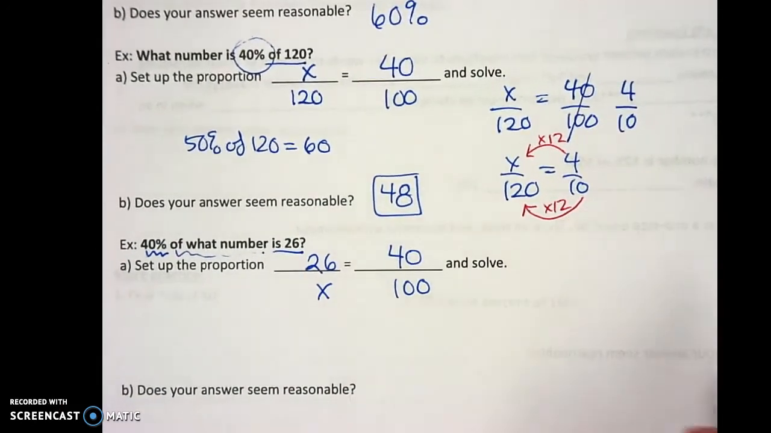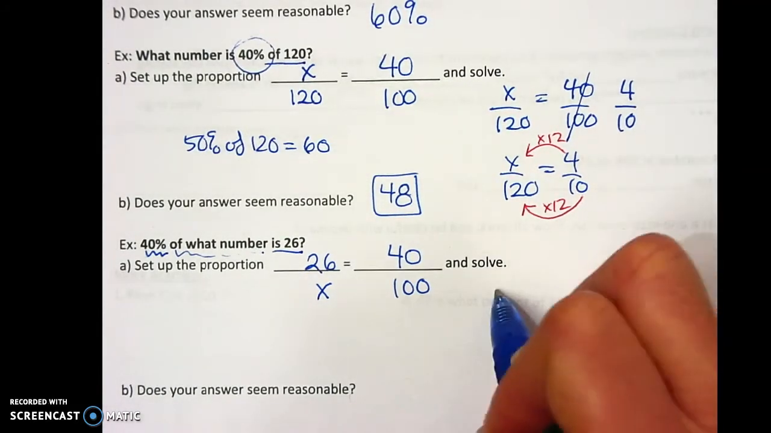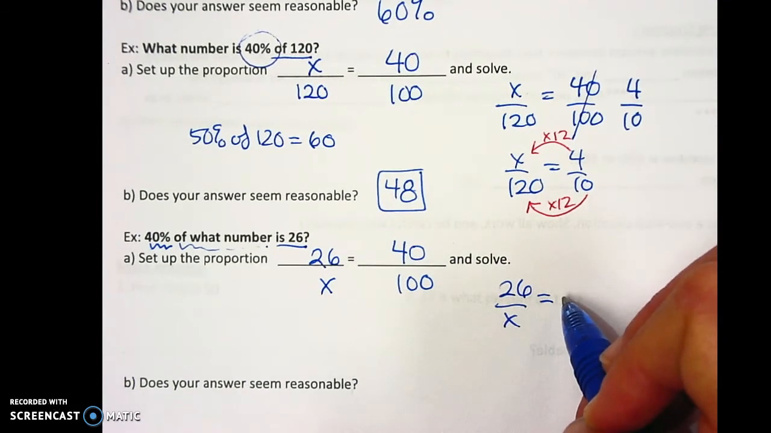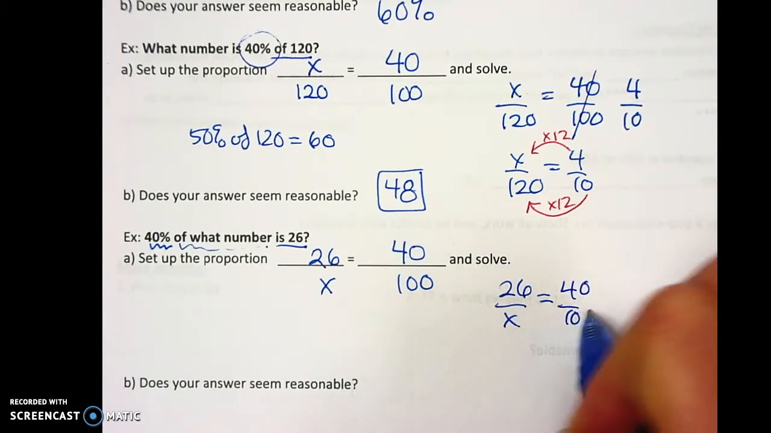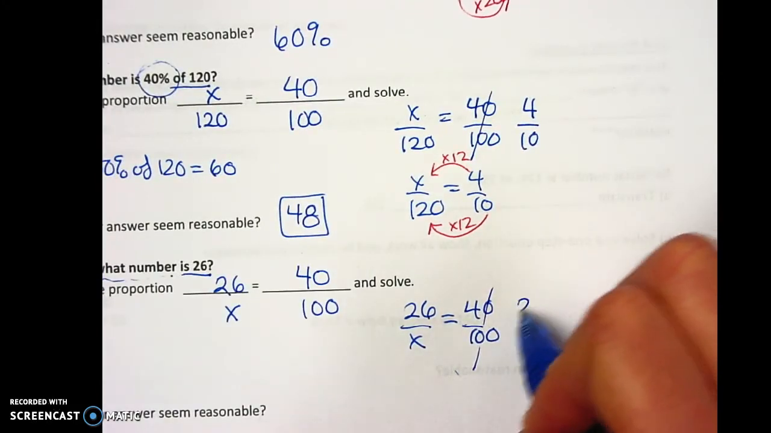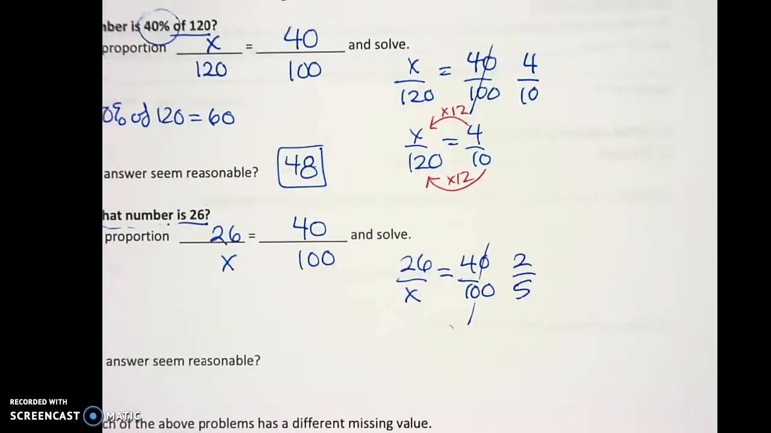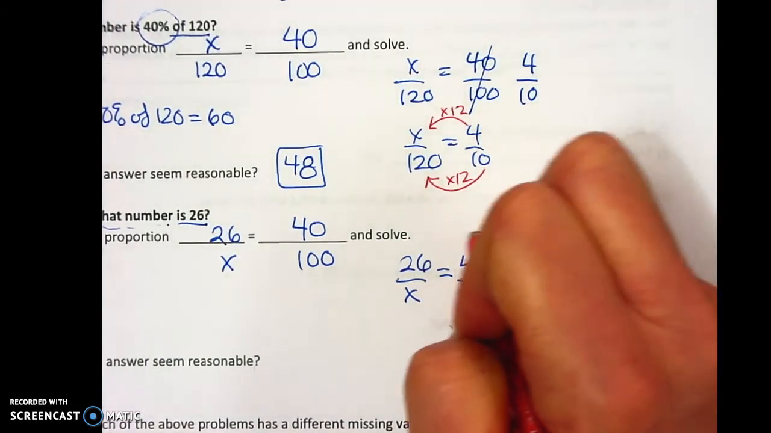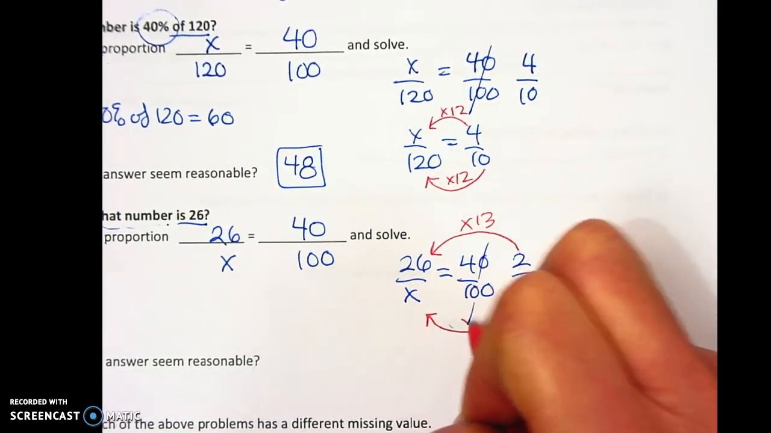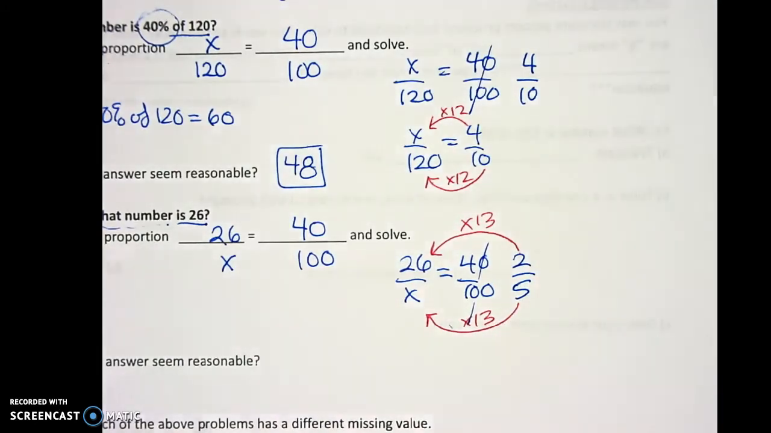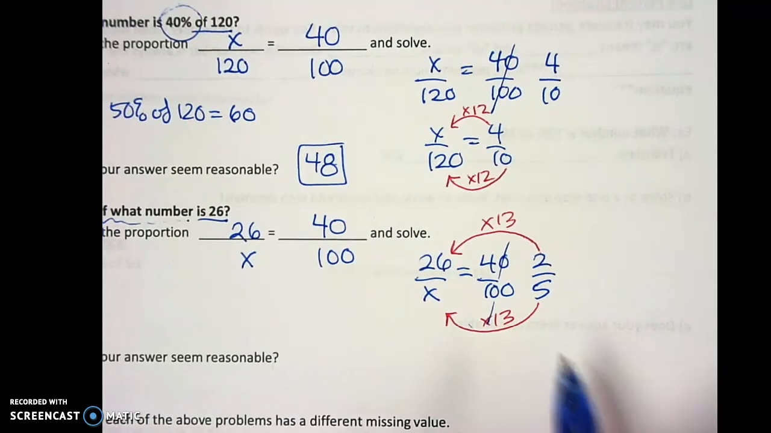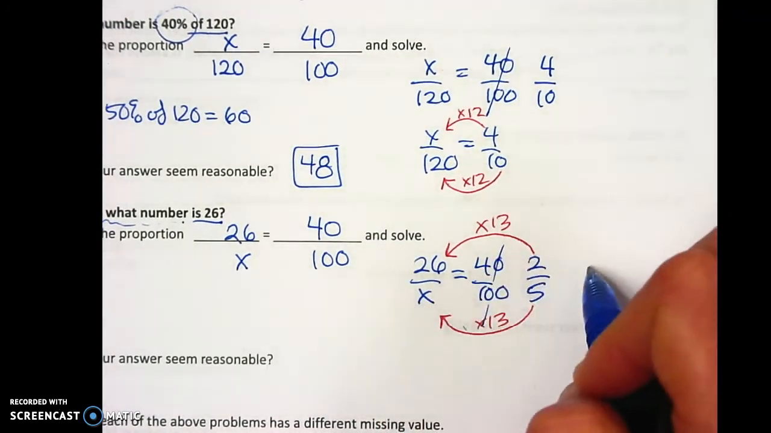Let's do a little simplifying again and see what we can work with here. 26 over x equals 40 over 100. How will this one work? How about I reduce 40 over 100 all the way to 2/5? They're both divisible by 20. Now I see I can get from 2 to 26 by multiplying by 13. And I'll do the same for the denominator. Now this doesn't always work, but again, we're going to practice other ways in class that will always work, called cross products.